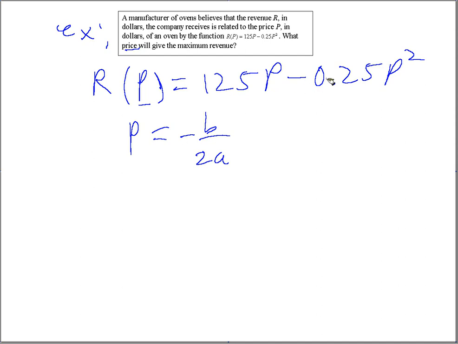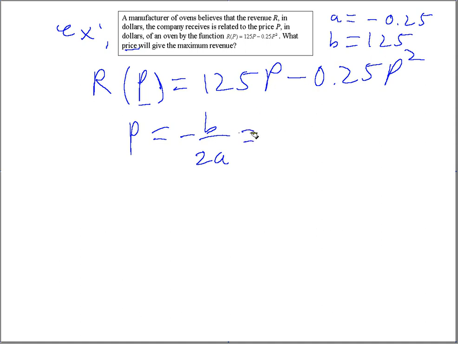But look at a and b carefully. This is P, and this is P squared. So remember, a is the coefficient of the square term. So my a is going to be negative 0.25 here. So be careful on a. My b is going to be the 125. Make sure we correctly identify a and b because the function is written a little bit differently. The key is that a has to be the coefficient of the square term. b is the coefficient of the P term in this case.